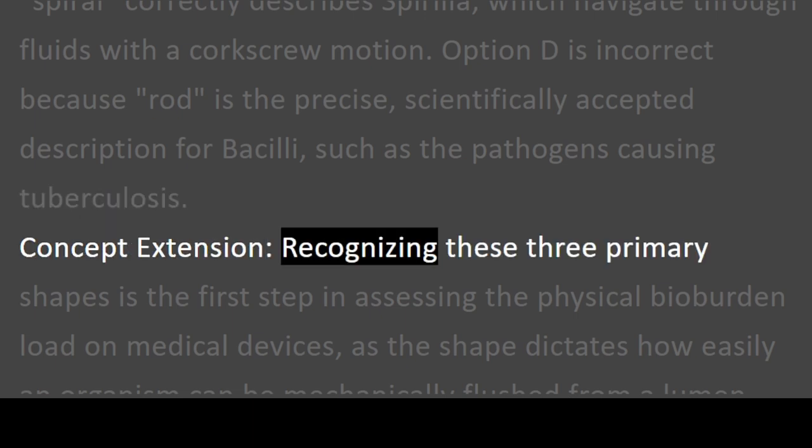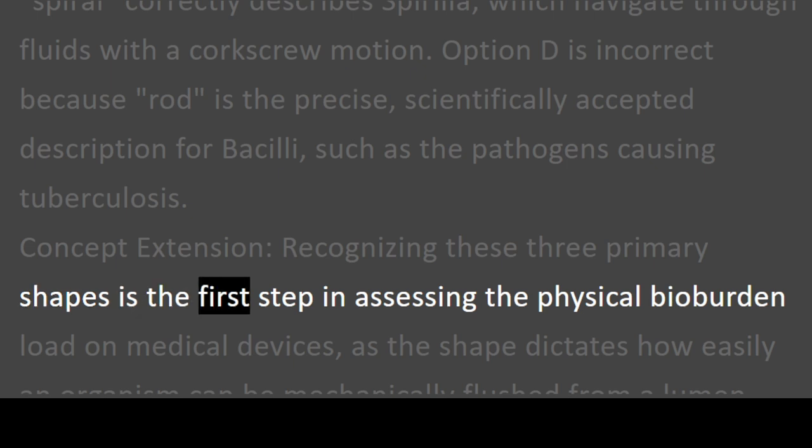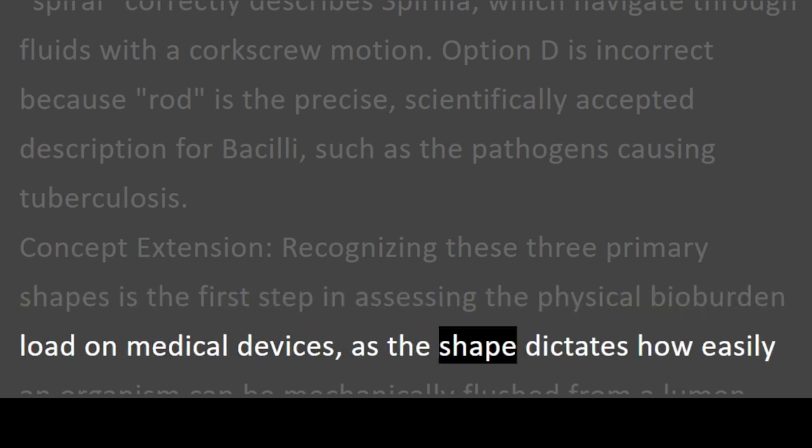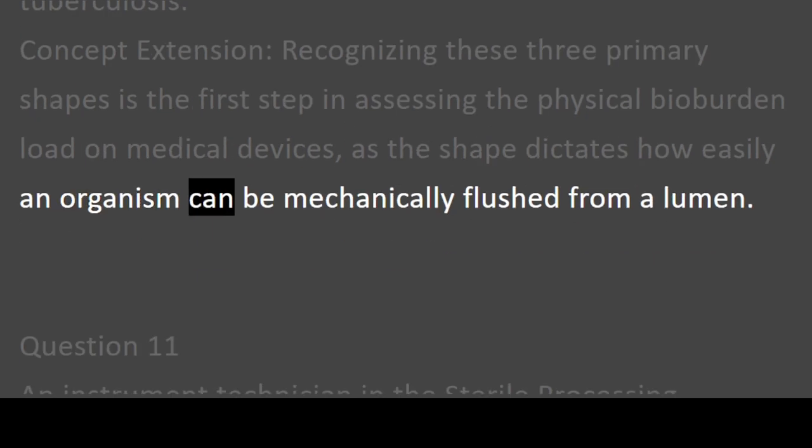Concept extension: recognizing these three primary shapes is the first step in assessing the physical bioburden load on medical devices, as the shape dictates how easily an organism can be mechanically flushed from a lumen.